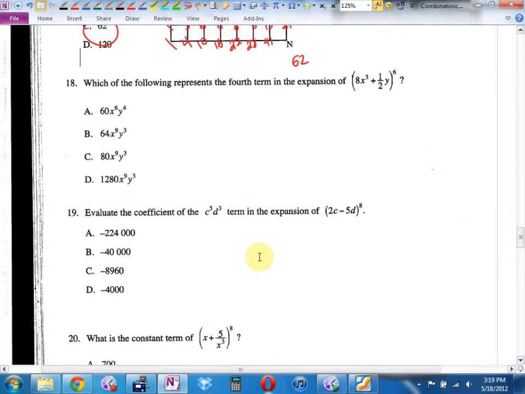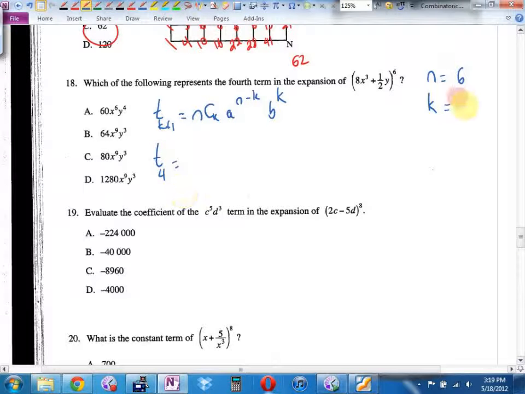Which of the following represents the 4th term? Hey, if they want the 4th term, we're going to use term k plus 1 equals n choose k, a to the n minus k, b to the k, where k is equal to, or sorry, let's do n first. Where n is equal to what, Alex, my friend? You are correct. What's k equal to if I want the 4th term? What's a equal to? 8x cubed.